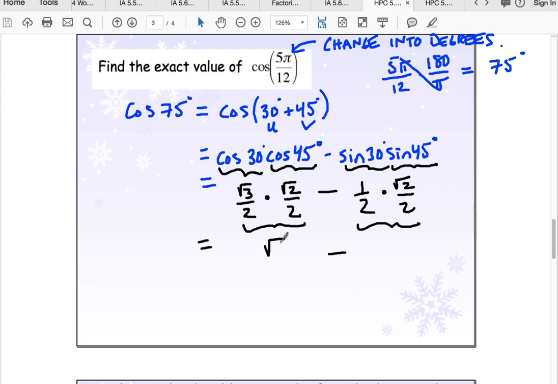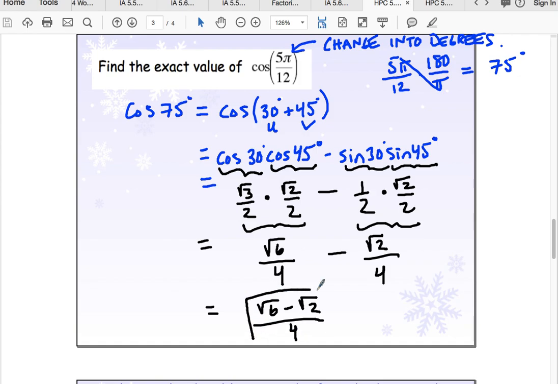Multiplying straight across the top, we get square root of 6. Straight across the bottom, we get a 4. Over here, multiplying straight across the top, we get a square root of 2. Straight across the bottom, we get a 4. These do not combine. They're not like terms, so we're just going to rewrite it all over our common denominator of 4. That's it. Okay.